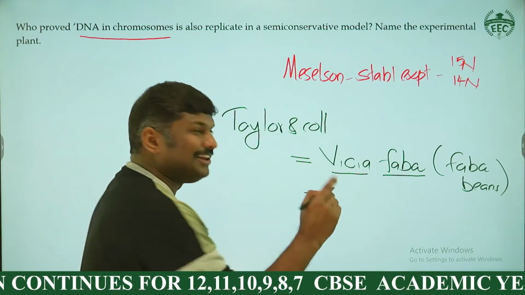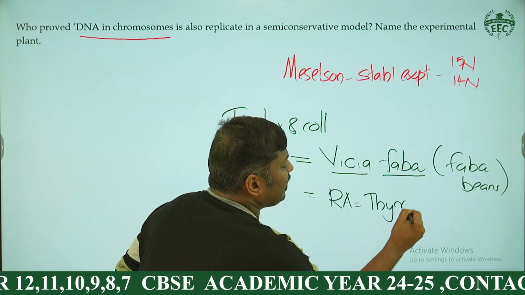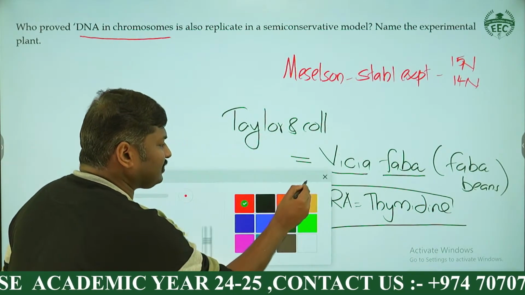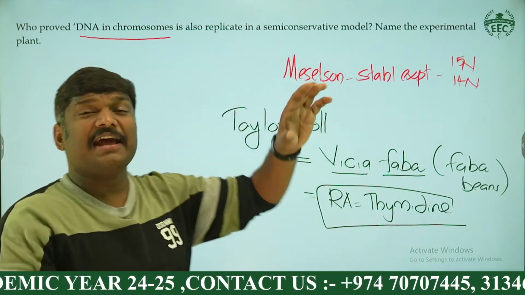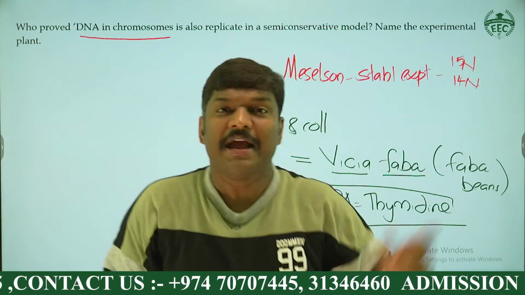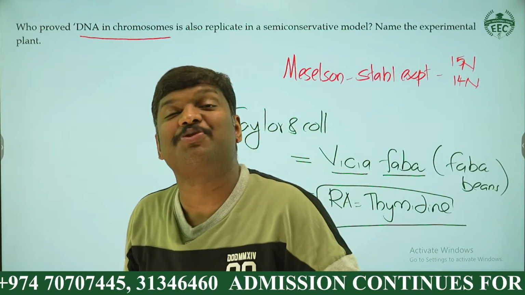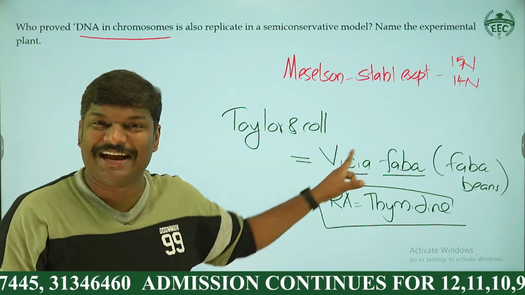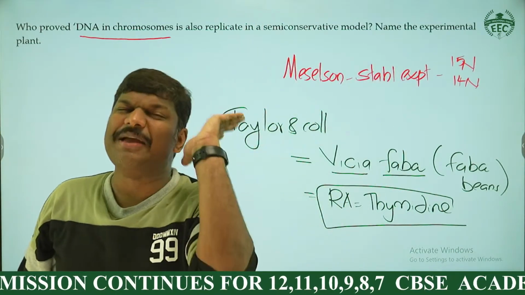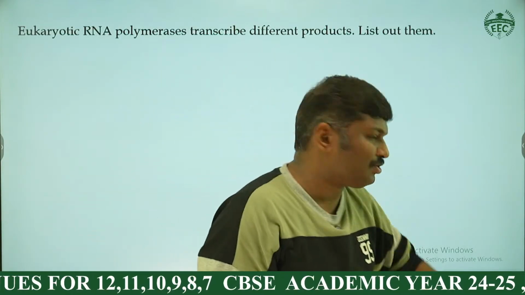And you know what material they used? That is also very important. They used radioactive thymidine. So in this area, my dear student, there are 3 points to be noticed. DNA replication is semi-conservative: Watson and Crick proposed it, Meselson and Stahl proved it. Here DNA in chromosome is also replicated in the same manner. That concept was proved by Taylor and his colleagues using radioactive thymidine in Vicia faba, or faba beans. It is given in the NCERT textbook content. A question will be there from that topic. Okay, moving on to the next one.